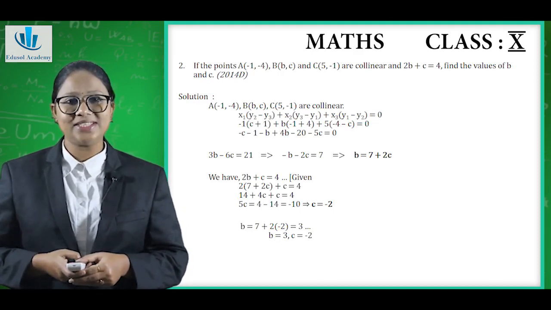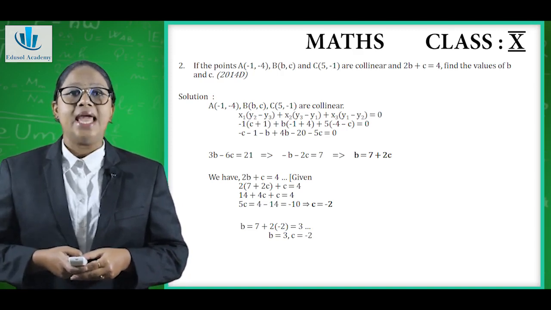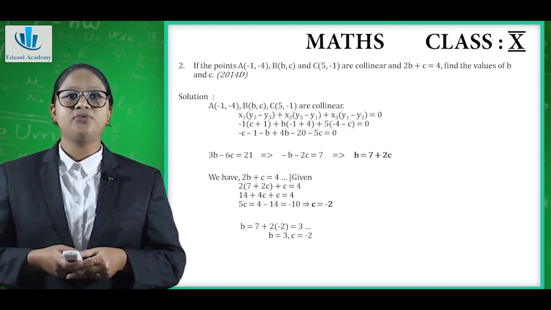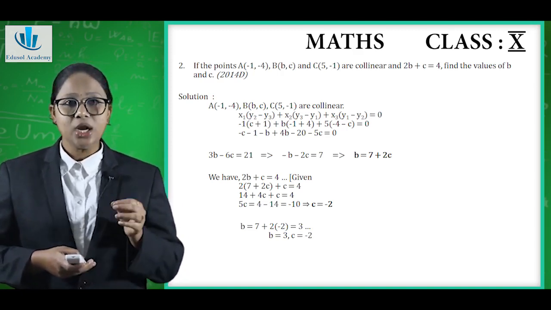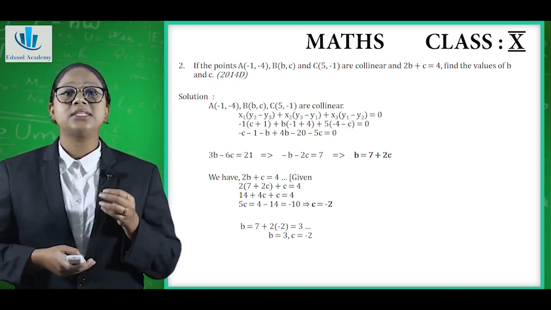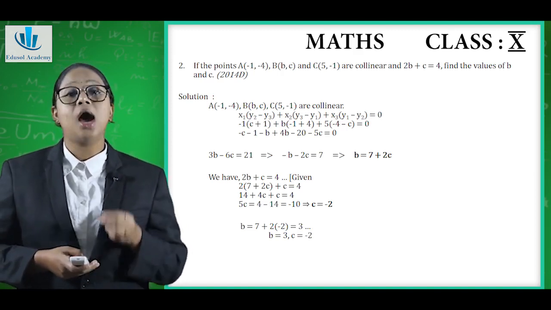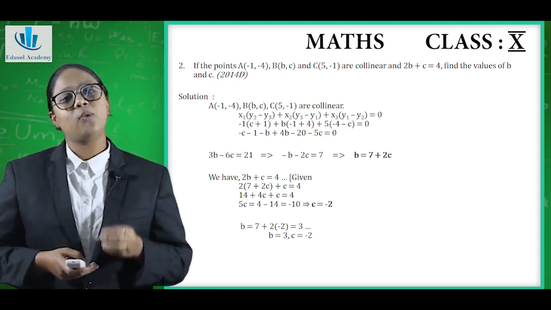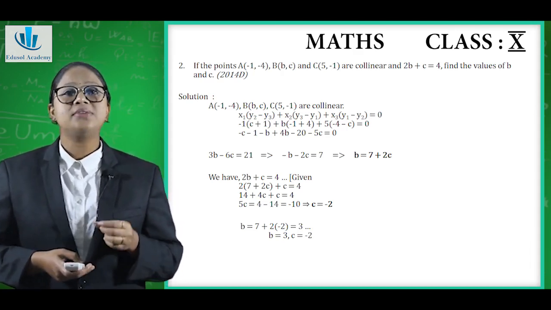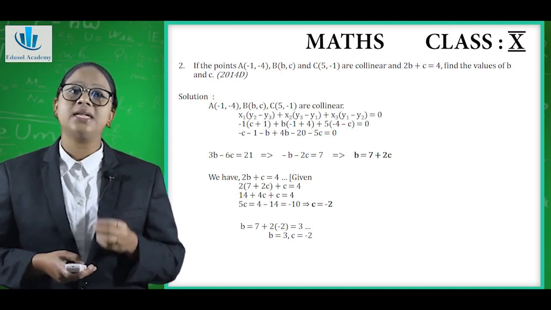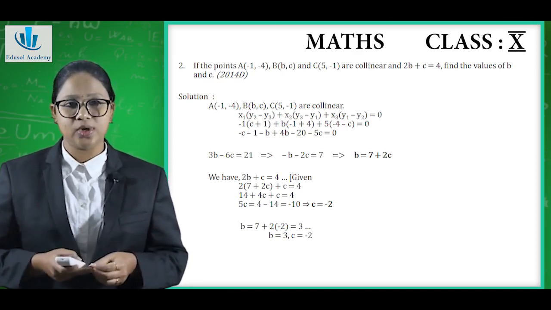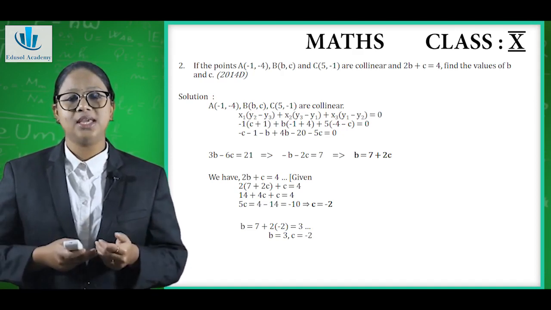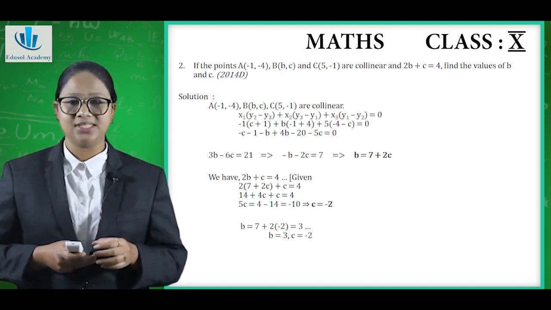Now comes the next question. If the points A(-1, -4), B(b, c) and C(5, -1) are collinear and 2b plus c is equal to 4, find the values of b and c. Now this is a frequently asked question. Only the values will change. The concept or the idea is the same.